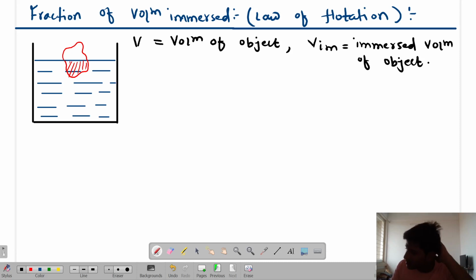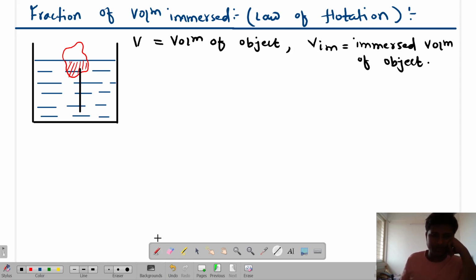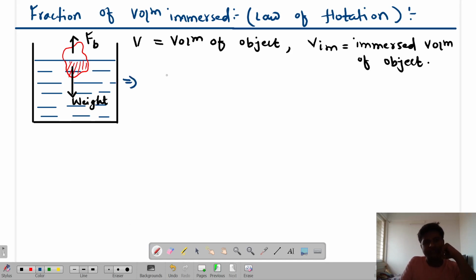Now, if I consider that this body is floating this way, then it has some weight, isn't it? And it is experiencing some buoyancy force, then only it is at equilibrium. Are you able to get me or not? So in the case of flotation at this stage, buoyancy force must be equal to the weight of the object, or not?